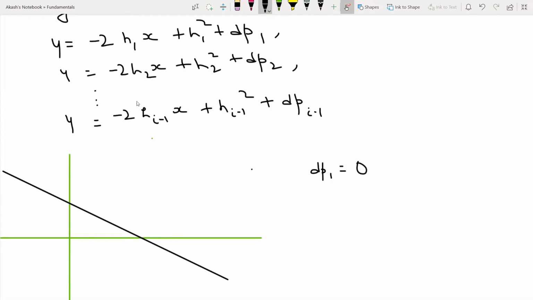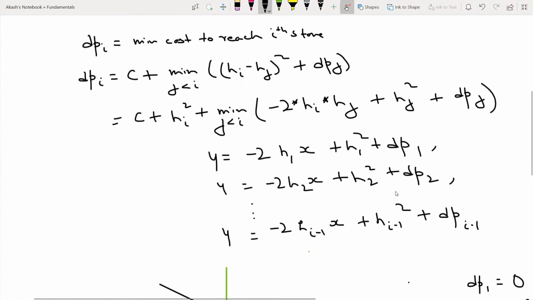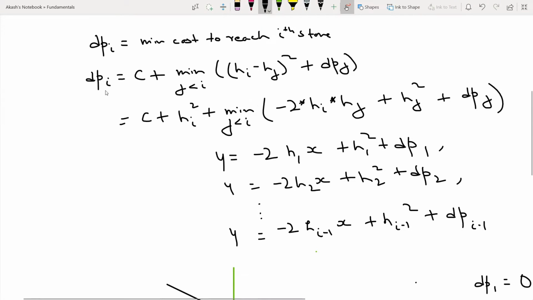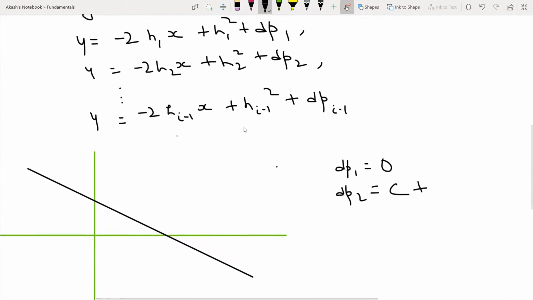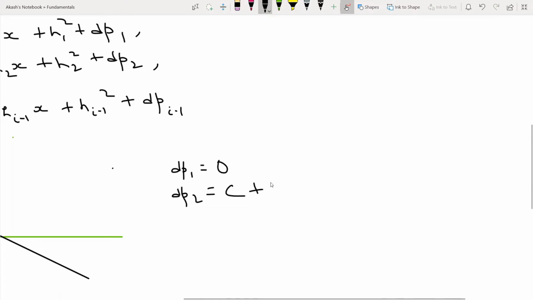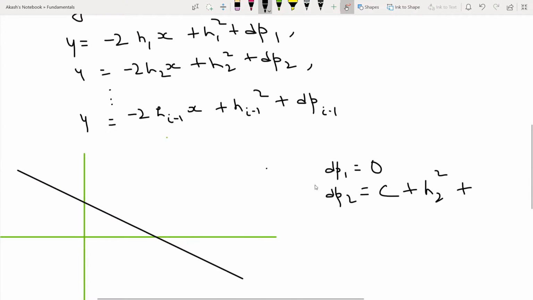Now we have to calculate dp2. For dp2, remember we are calculating dp2 with this equation. We know c, we know h2, so c plus h2 squared, plus minimum over j such that j is smaller than 2. So there is only one line.